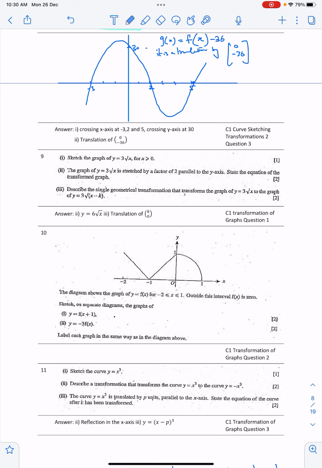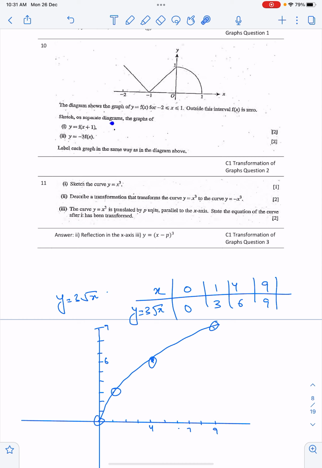Okay. Question number 10. It says the diagram shows the graph of y equals f of x from negative 10 till 1. Outside this interval, f of x is 0. Sketch on a separate diagram the graph of y equals f of x plus 1. In this case, x plus 1 means the graph has to shift 1 unit to the left. So you just have to shift 1 unit to the left. Okay, it's going to be this one.